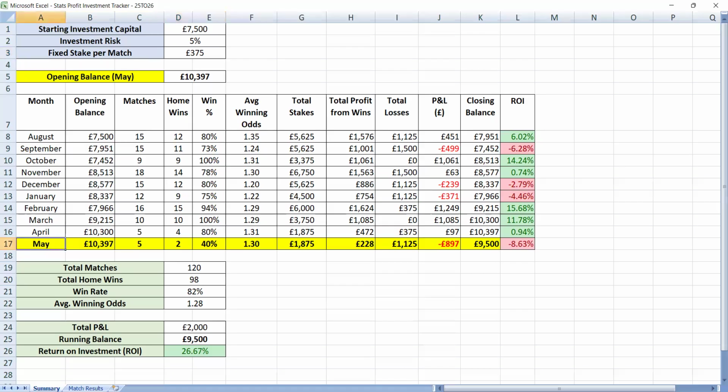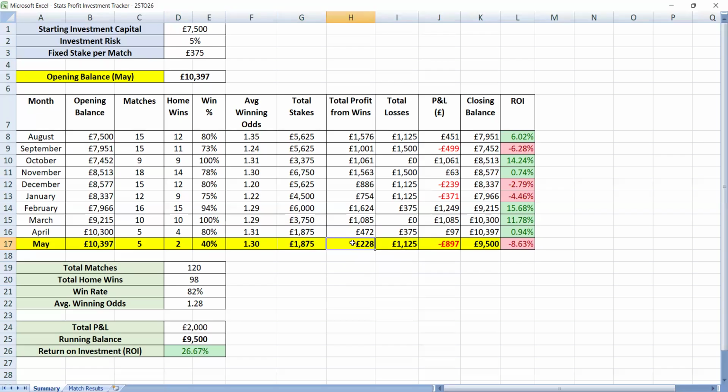So now let's look here at May. All right. So the opening balance for the month was 10,397. And you can see we placed 5 selections here and only 2 of those won. So it was a pretty bad month, with it being the last month. That gave us a strike rate of 40% for the month. Not great. And you can see here that if you look at the total stakes, £1,875, and you can see that the losses here were 1,125, and it was a bad month.